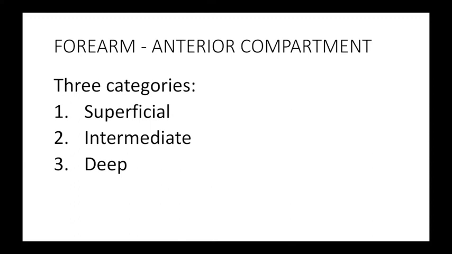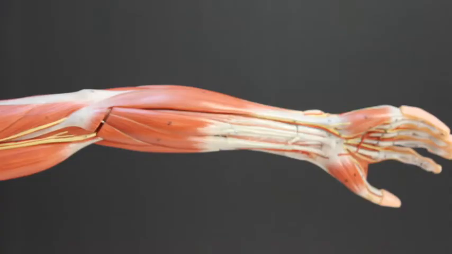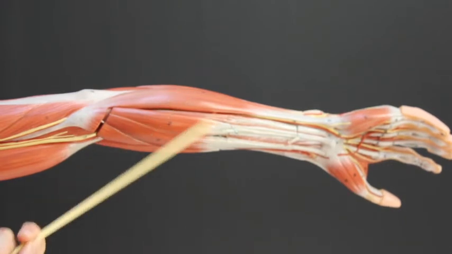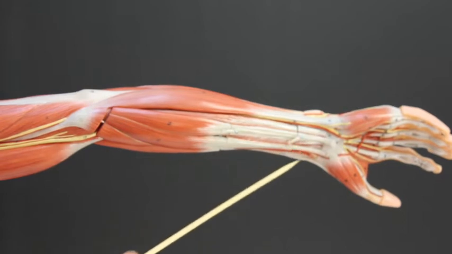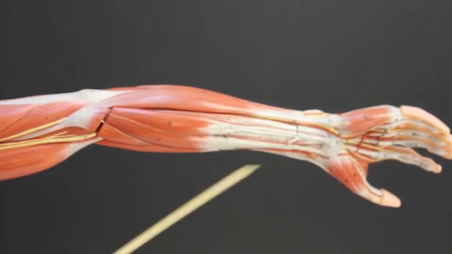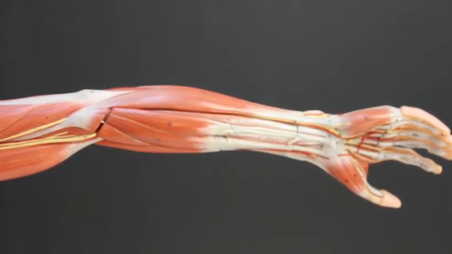There are many muscles in the forearm. In the anterior compartment, they are split into three categories: superficial, intermediate, and deep. The superficial muscles in the anterior compartment are the flexor carpi ulnaris, palmaris longus, flexor carpi radialis, and pronator teres. They all originate from a common tendon, which arises from the medial epicondyle of the humerus.